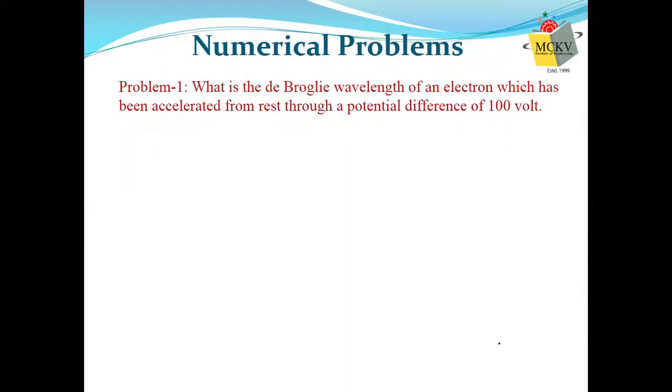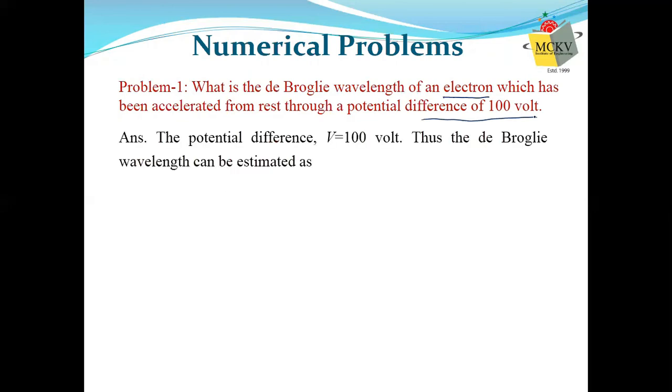As an example, say in this numerical, it says: what is the de Broglie wavelength of an electron which has been accelerated from rest through a potential difference of 100 volt? So accelerating potential is supplied, and we need to estimate the wavelength of the matter wave associated with an electron. If we use the formula obtained from the relativistic approach, then lambda will be this.